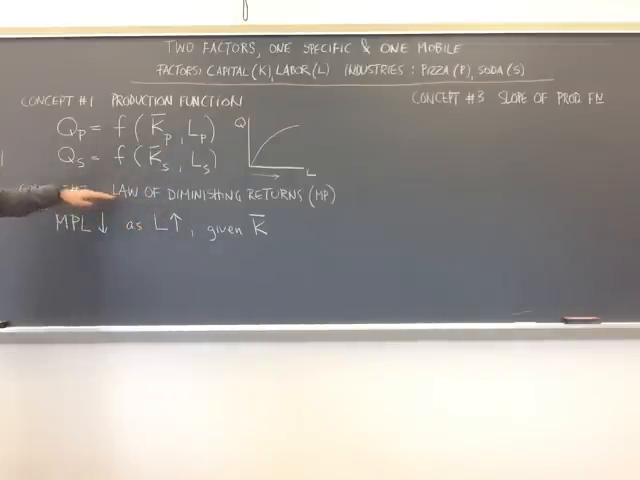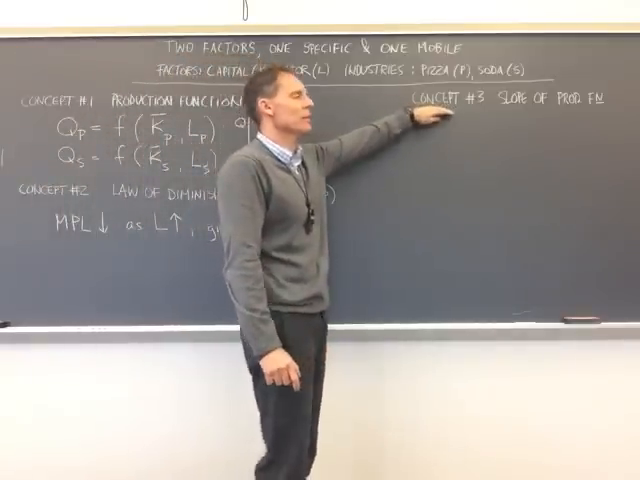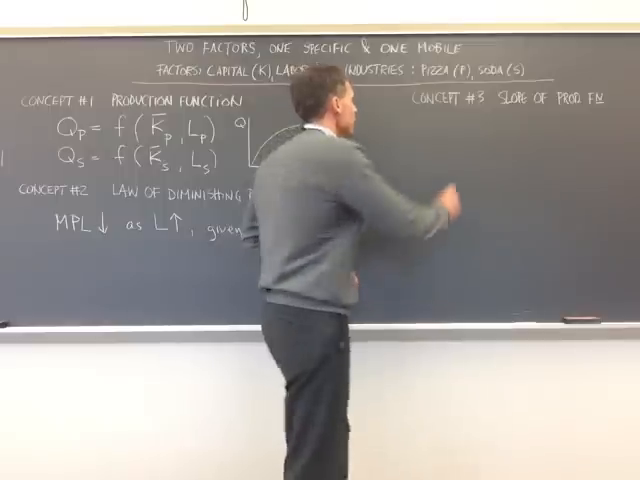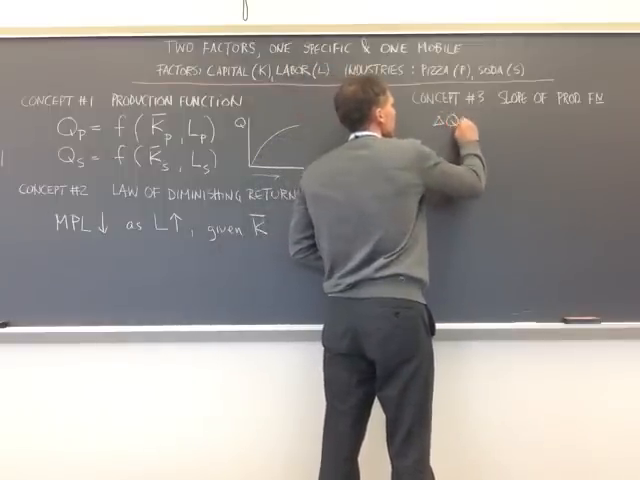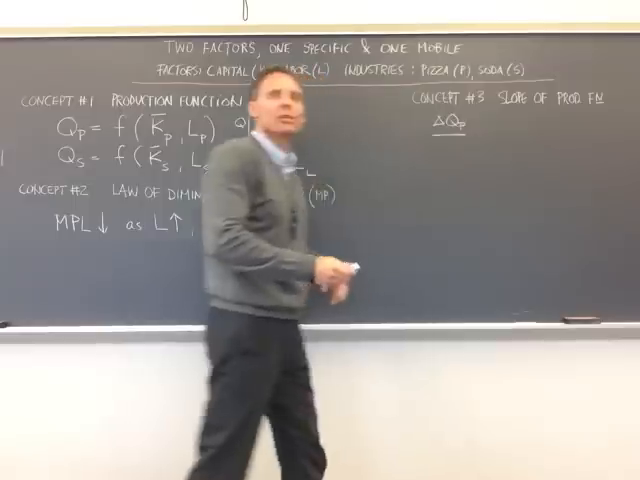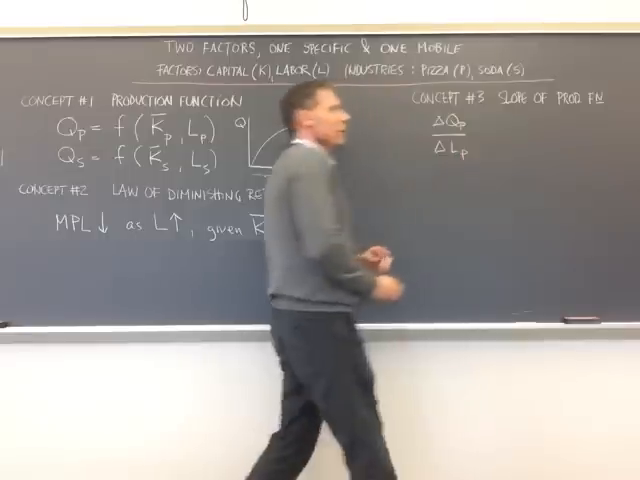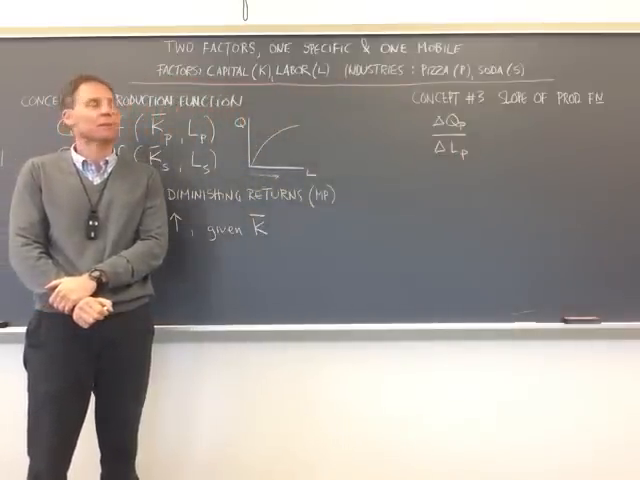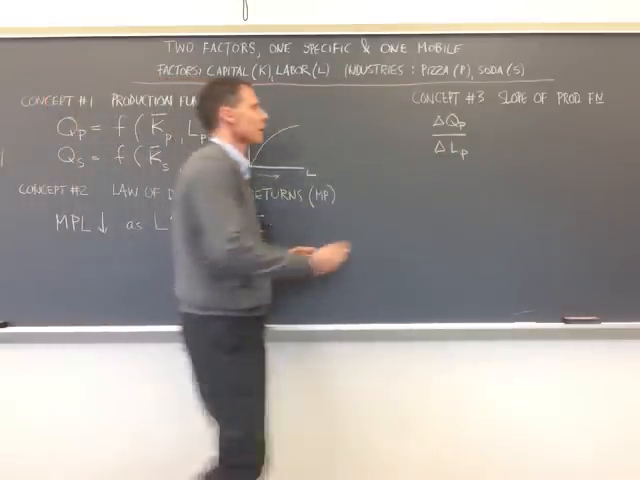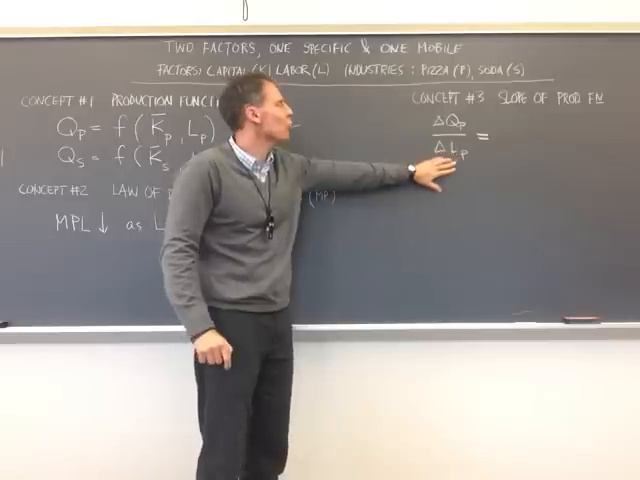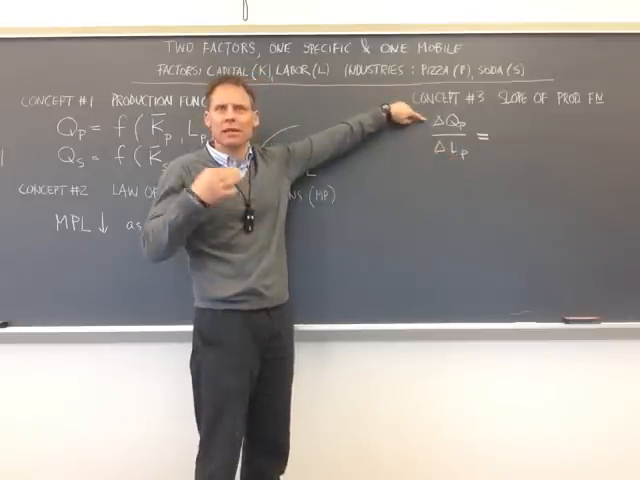If you're okay with the law of diminishing returns, everyone, then I just want to make sure you are okay with concept number 3, which is the slope of the production function. The slope of the production function is going to be given by the change, if we look at the pizza industry, for example, the change in pizza as you change the number of workers in the pizza industry. If you added one more worker, then there will be an increase in output.